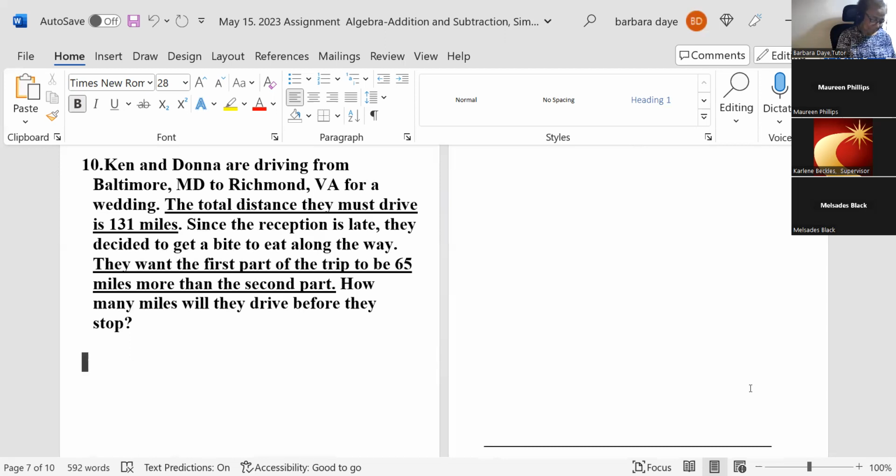All right, let's make another one. Last one, they want the first part of the 65 miles. No, no, 131. Total distance is 131. Right? Okay. It's 131 miles.